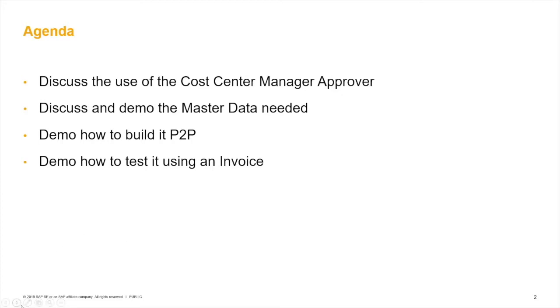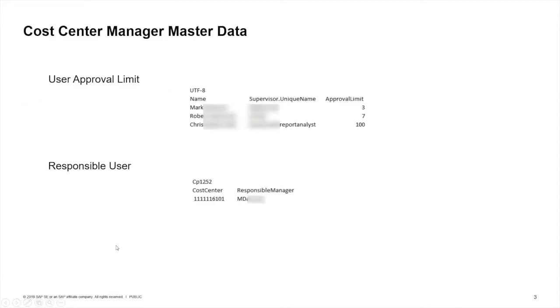Let's go ahead and take a look at the master data that's needed. There are two main CSV files that would be loaded to support this node. The first one is your user master data, and specifically within the user master data, who the supervisor is and the approval limits that you would set. I'm using small amounts here, but it could be in the thousands, it could be in the millions, the approval limit amount. The second file is the responsible user file, which is mainly to associate who is the responsible manager for a given cost center.